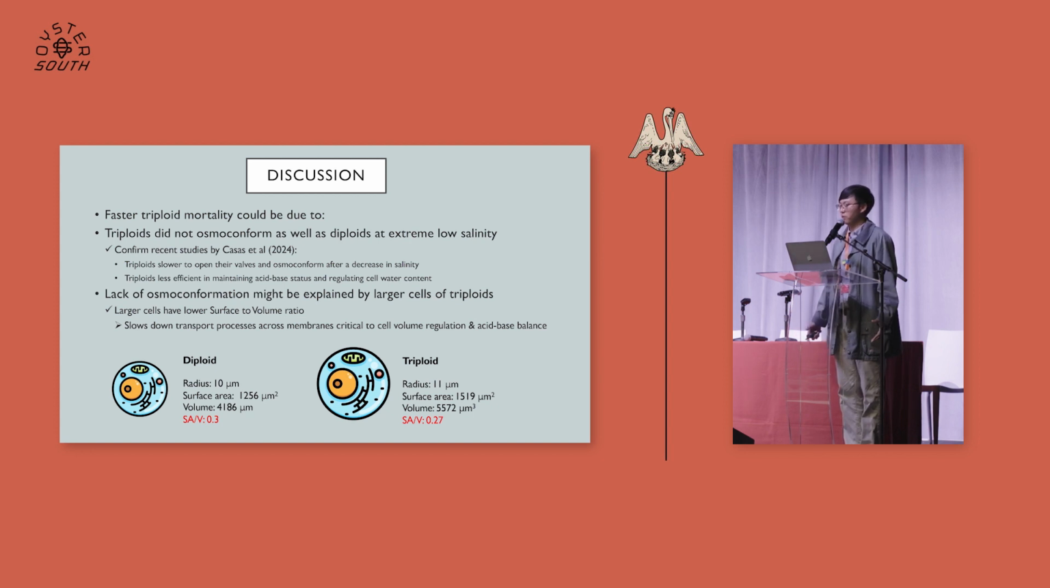Triploids in previous studies have been shown to be around 10% bigger in their cell size than the diploids, and these larger cells have lower surface to volume ratios. So if you look at the diagram that I made on the bottom, you'll see that for a diploid with an example radius of around 10, the surface area to volume ratio shown in red is 0.3. But when you increase that radius by around 10% for a triploid cell, you'll notice that the surface area to volume ratio drops 10% to 0.27. So having a lower surface to volume ratio ultimately means that you're going to have slower transport processes across membranes that are critical to cell regulation and balance.